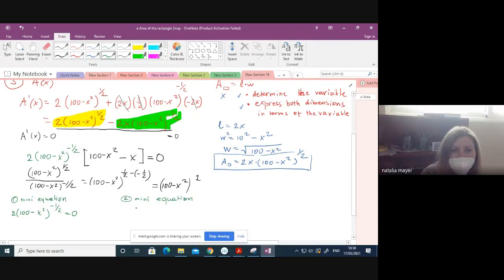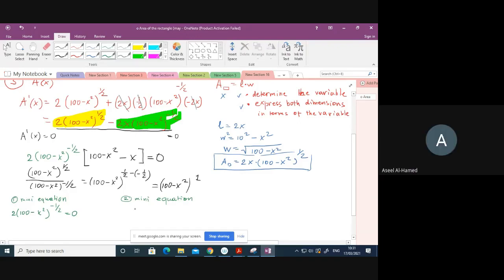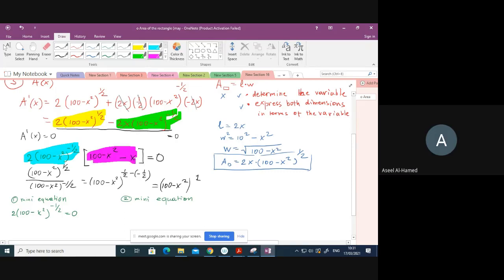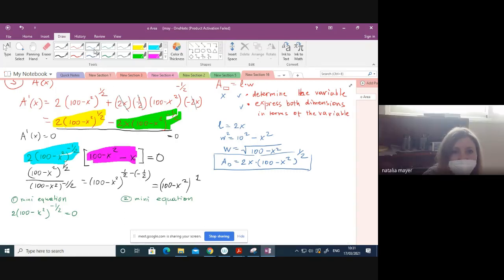So if you understood, can you tell me now what is the second mini equation? 2, 100 minus x squared. Why 2? Isn't that the first part? You have 2 parts in this equation. This is the first part. We already equated it to 0. You are now left with the second part. 100 minus x squared. Exactly.